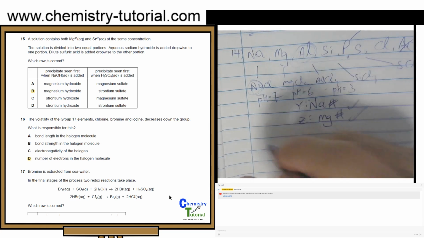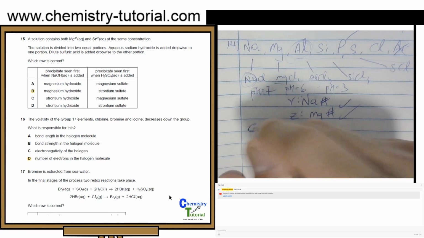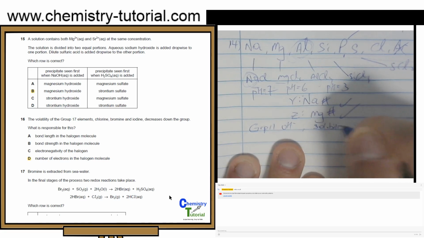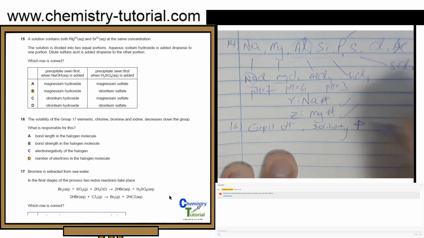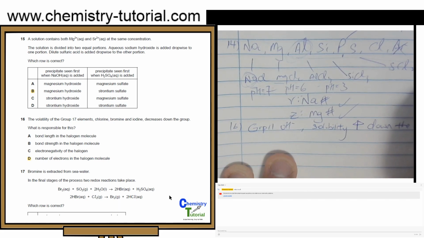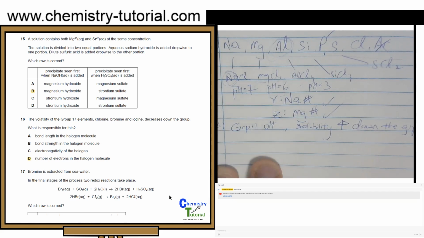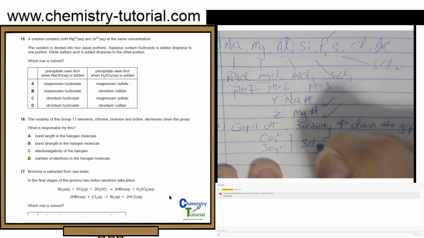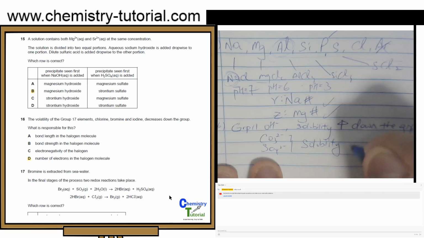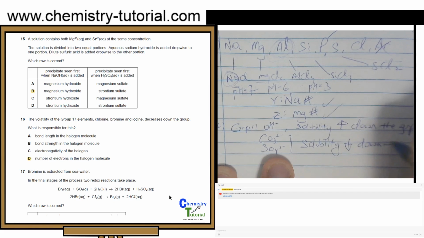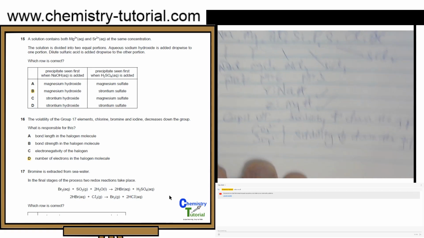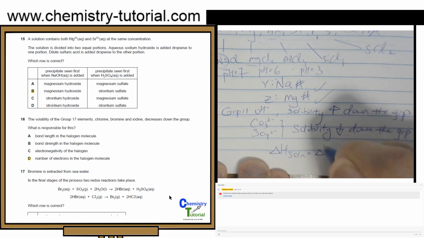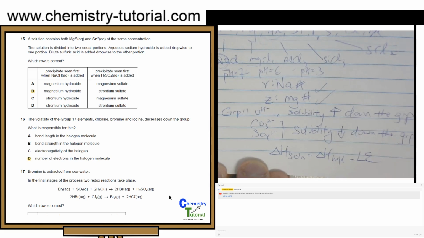So for information, for this case here, group 2 hydroxide, the solubility increases down the group. Group 2 carbonates and sulfates, their solubility decreases down the group. The reason for that can be explained using this equation. Delta H solution equals delta H hydration minus lattice energy.